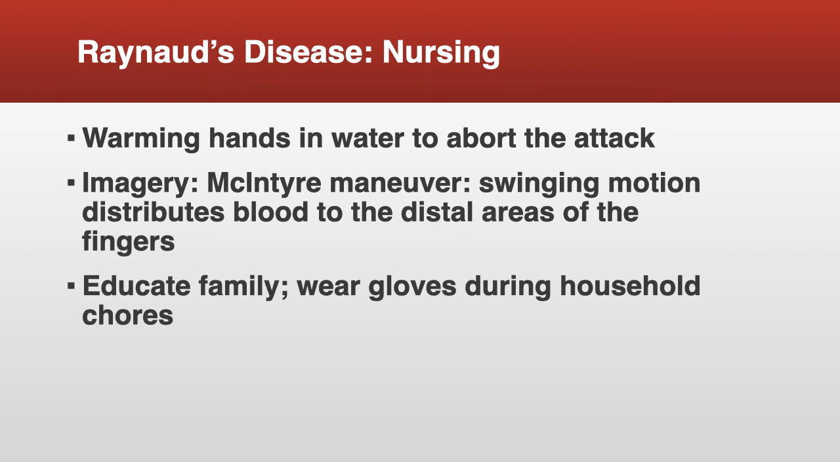So, as nurses, we need to educate both the client and the patient about their disease process and how important it is for them to understand factors or things that contribute to an attack. Make sure that you instruct the client as well as their family to avoid situations that contribute to the ischemic episodes. We can warm the hands in some water to stop an attack. We can teach the client imagery that can be used to help divert their thoughts and their feelings away from that pain that's occurring in their hands.